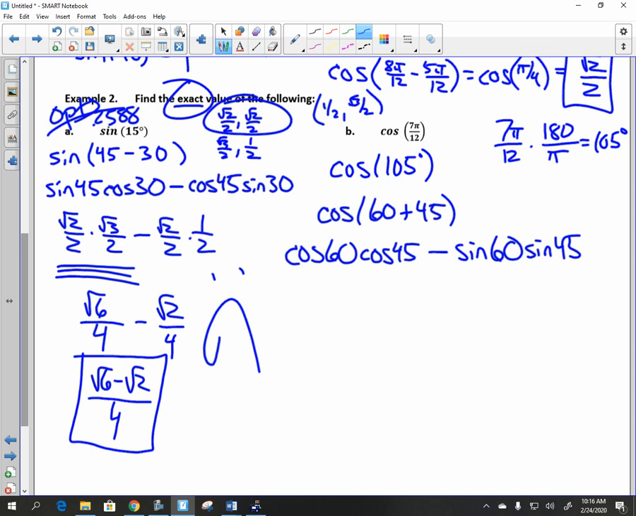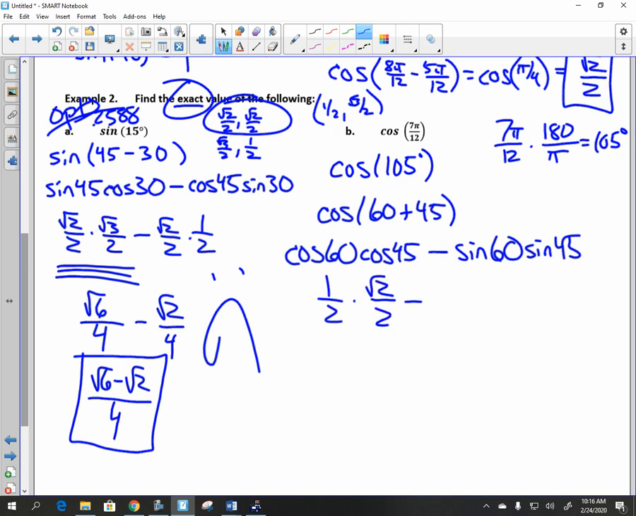What? Cosine of 60. Is cosine the x value or the y value? X value. Next time you make a mistake, B, Locke, you owe us all $1. Cosine of 45, root of 2 over 2.